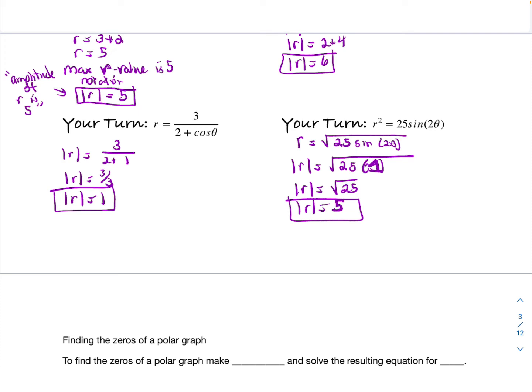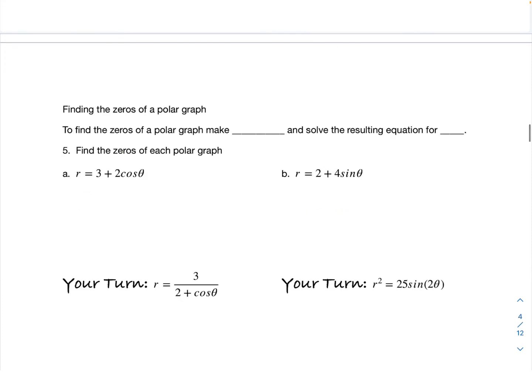And our magnitude of r is equal to 5. All right, so next thing is we're going to find the zeros of polar graphs. Finding zeros of polar graphs is actually pretty easy to do. All you have to do in order to find your zeros is replace r with 0, and then solve the resulting equation for theta and figure out what theta would be.